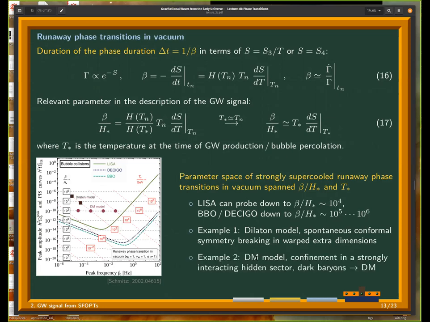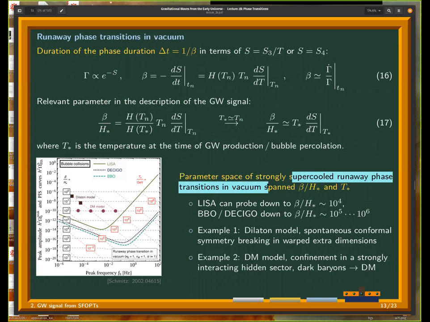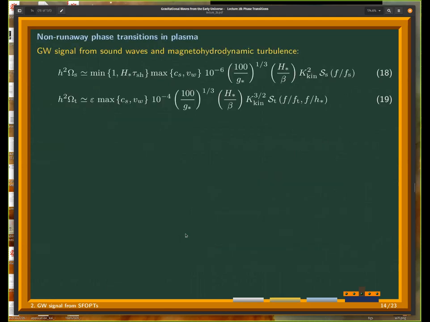And another example where you have dark matter in a hidden strongly coupled sector, also discussed by the LISA Cosmology Working Group, that also gives a strong gravitational wave signal. So models of this type that lead to a supercooled runaway phase transition in vacuum will clearly be probed by these future space-based gravitational wave experiments.